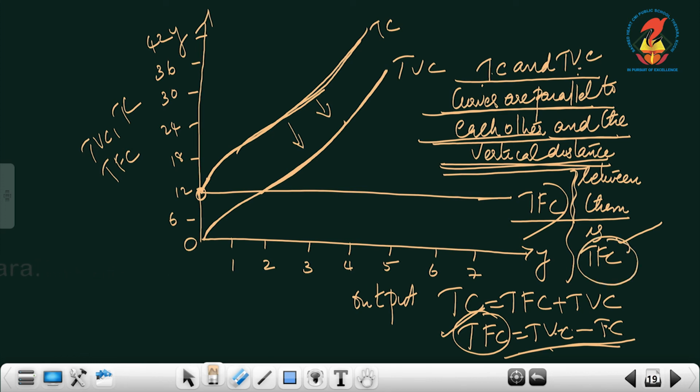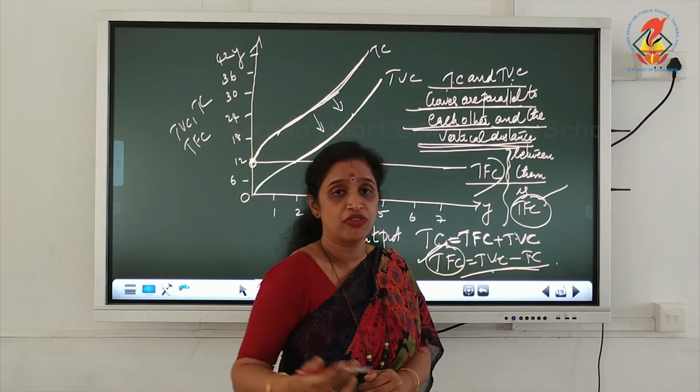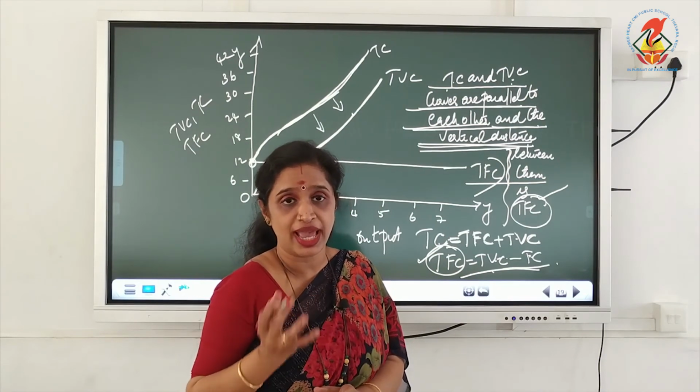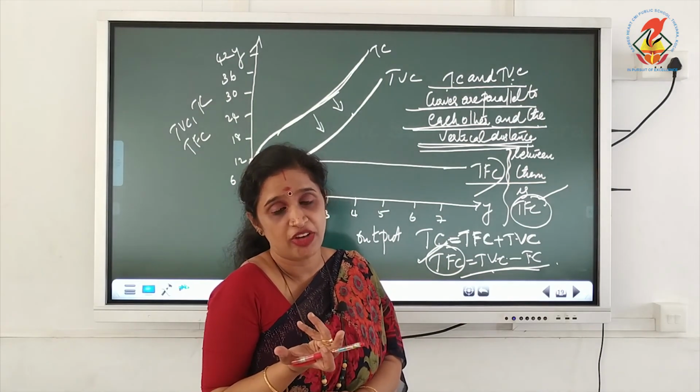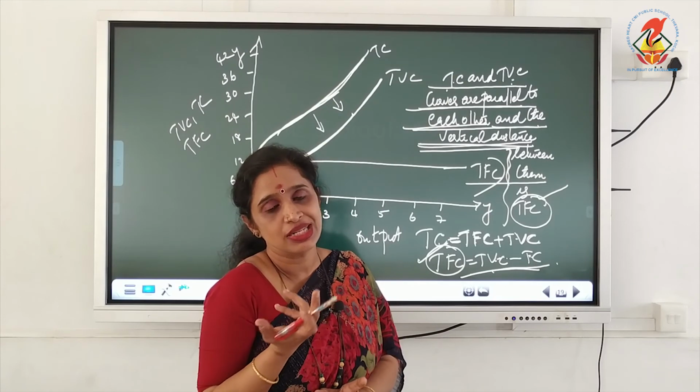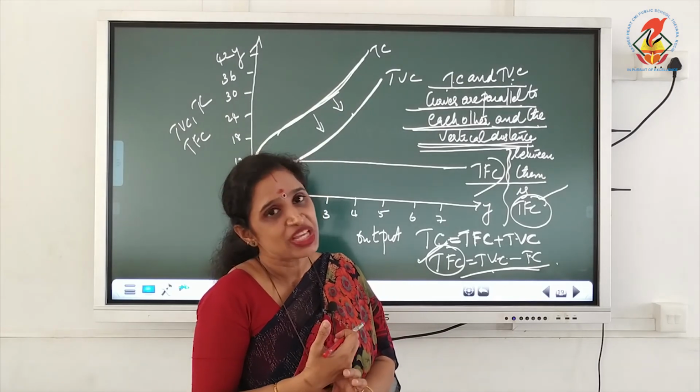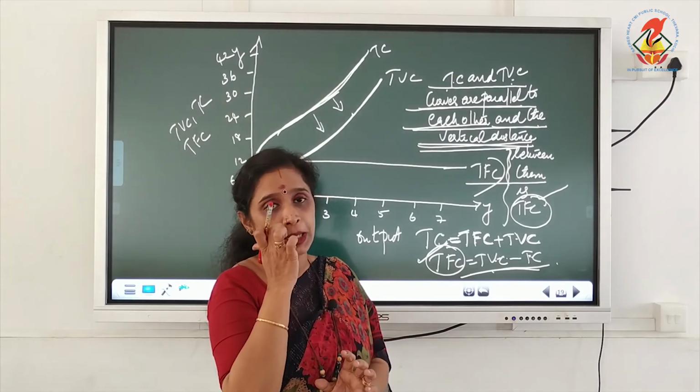How will you prove that? With the equation Tc is equal to Tfc plus Tvc, we can prove that statement. If Tc is equal to Tfc plus Tvc, then Tfc is equal to Tc minus Tvc. Therefore, the vertical distance between Tvc and Tc is Tfc. We have proved it with the equation Tc is equal to Tfc plus Tvc. So that's all about the cost curve.